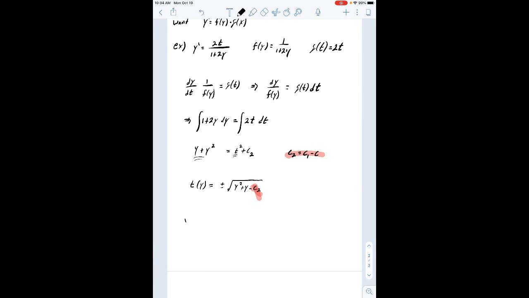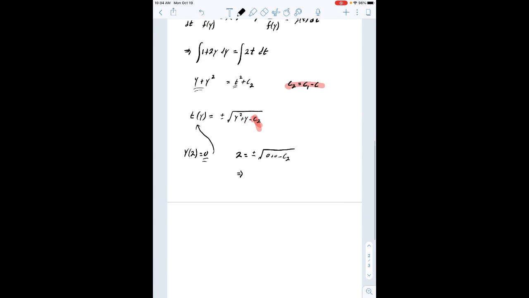So for instance, in this one, let's say that y, when t is equal to 2, is equal to 0. So we can just plug this in up here. So we have 2, which is equal to t, is equal to plus or minus square root of y squared. So y is equal to 0 right here. So we have 0 plus 0 minus c2. So then, solving for this, we can square both sides. So we get 4 is equal to minus c2, or c2 is equal to minus 4.